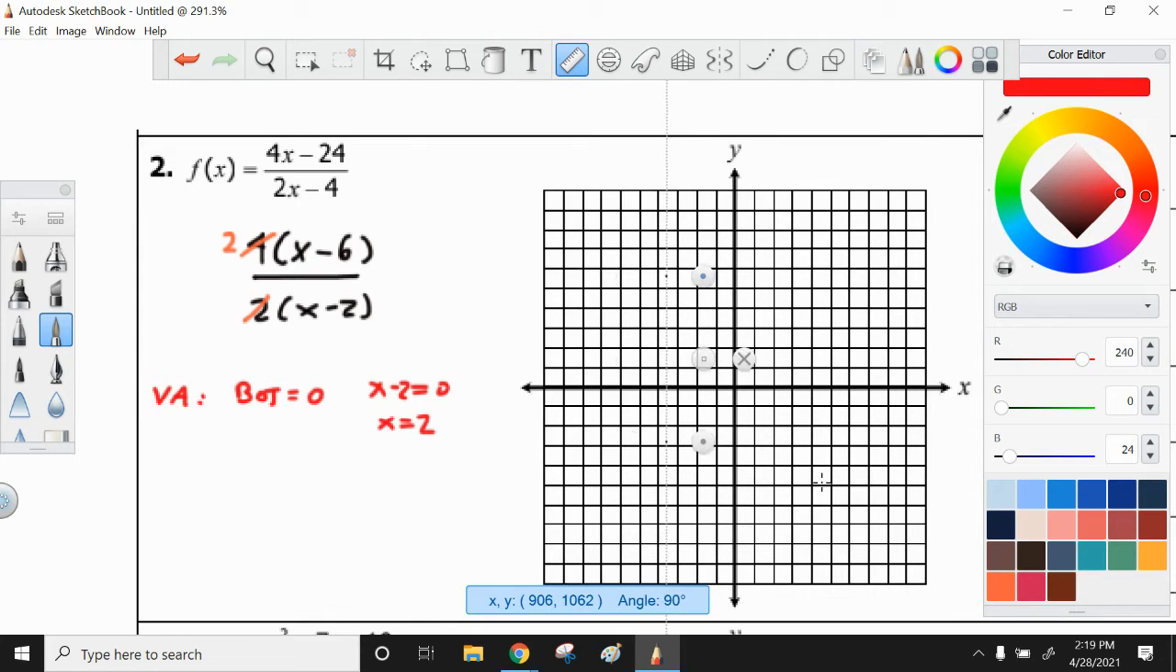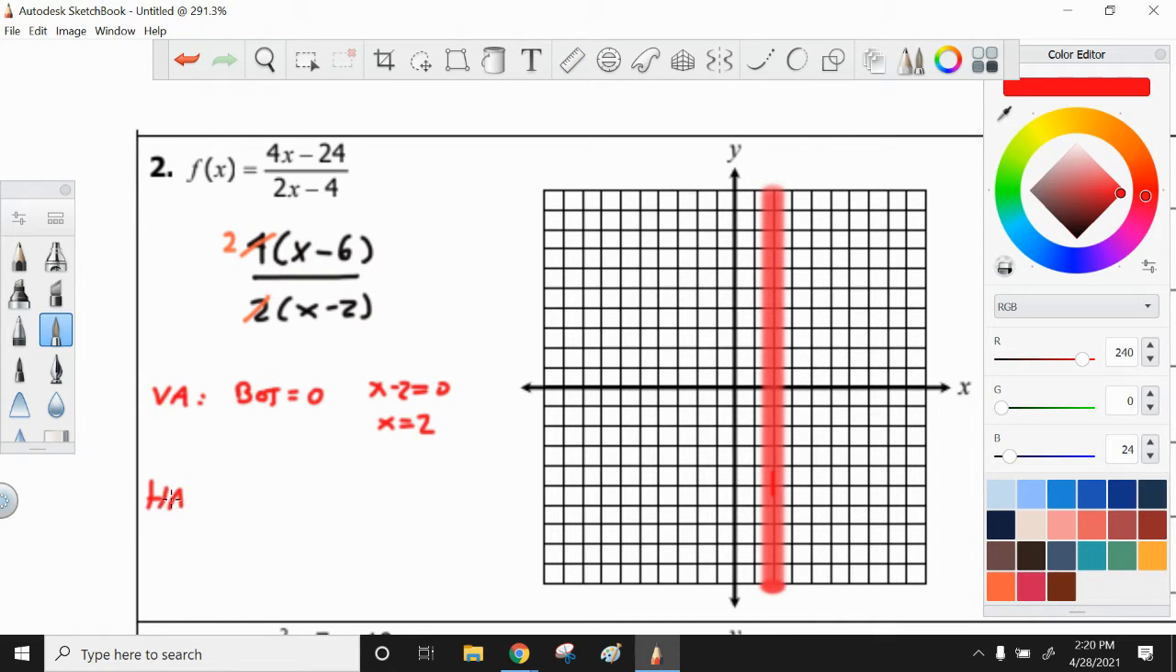So I'm going to go ahead and use my ruler. Go ahead and make it straight up and down. But we need a vertical asymptote going in at a value of positive 2. Make a nice thick marker. There you go. There's my vertical asymptote. And we're moving on.